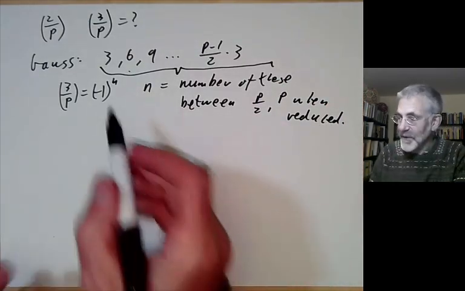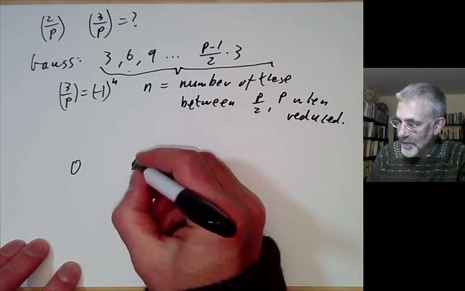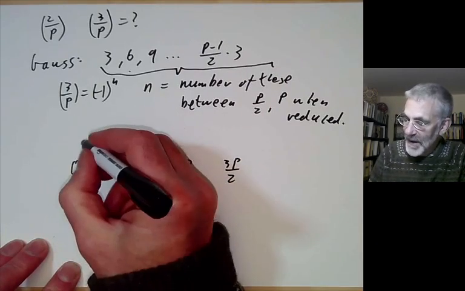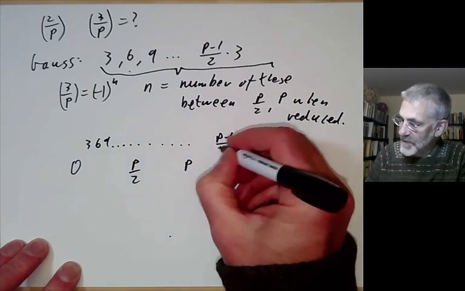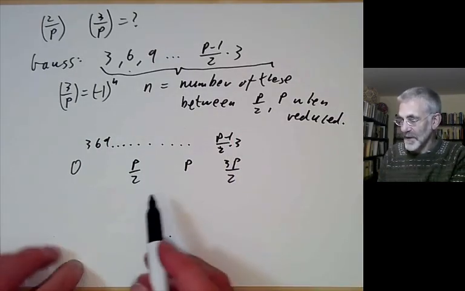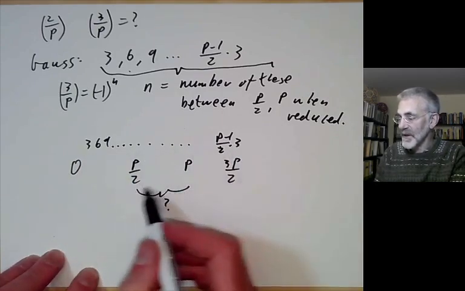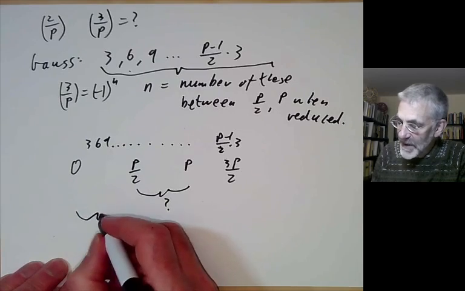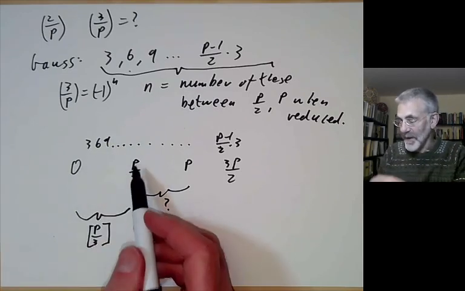So what we have to do is write these numbers down, and we get naught, and then we get p over 2, and then we get p, and we get 3p over 2. And if you write them out, you get 3, 6, 9, and so on, all the way up to (p minus 1) over 2 times 3, which is slightly less than this. So what we want to do is to know how many of these numbers are in this region here. And that's easy to work out because the number in this region here is the integer part of p over 3.